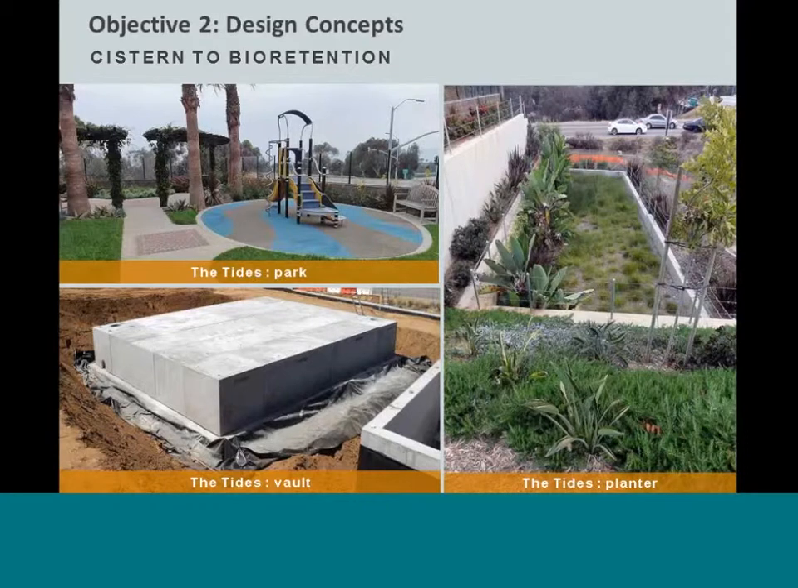This is just one more example. This is actually all the same project. In this case, an underground tank was put below a park and then had a small pipe daylight out the side of that into basically a bioretention planter box on the right side here.